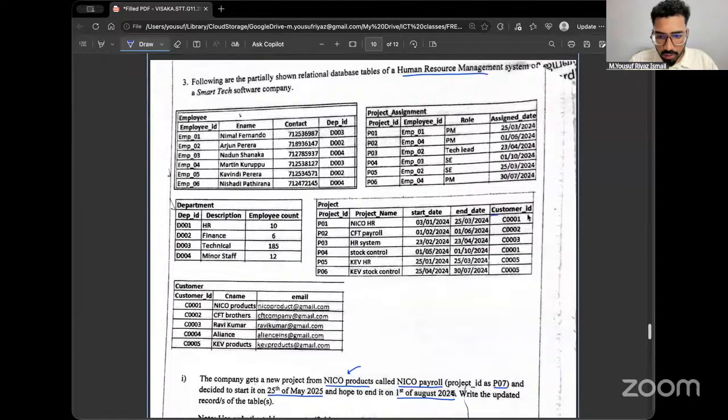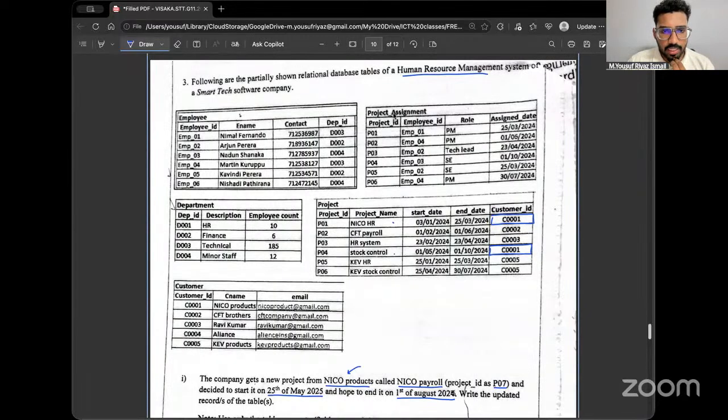For example, we have a customer called C001. You can see C001 has given us two projects: one is Nico HR and one is stock control. So there are two projects we are making for this company. We're making them for customer one, and customer one is Nico products.